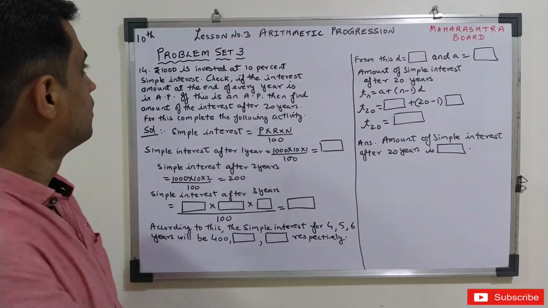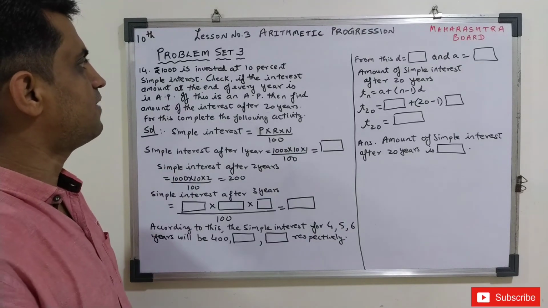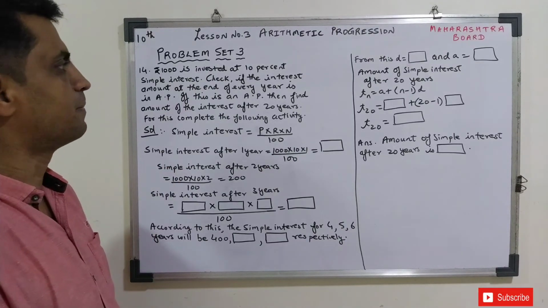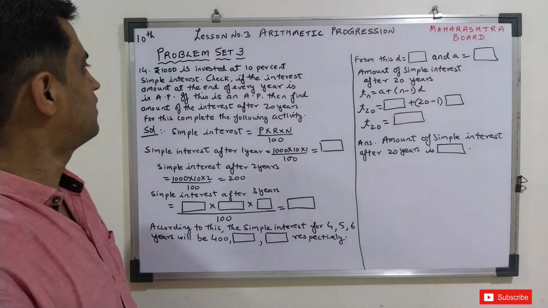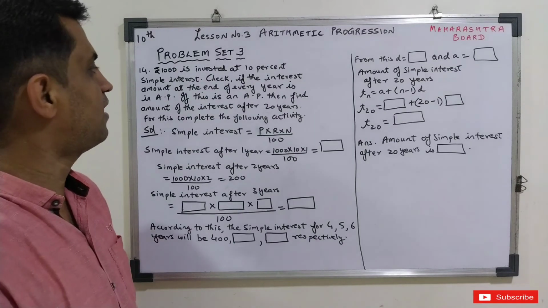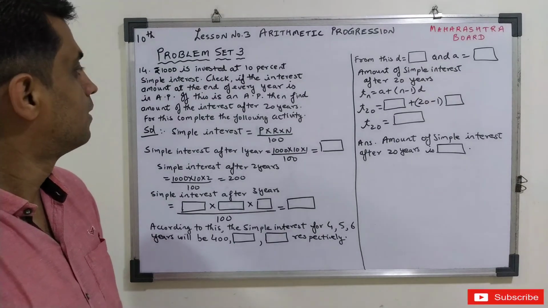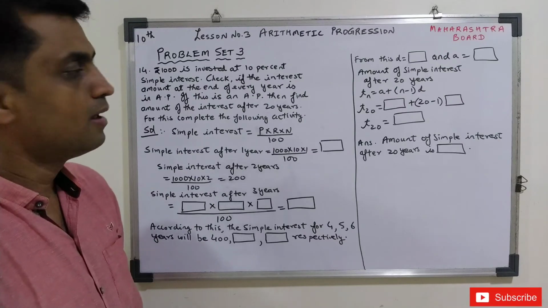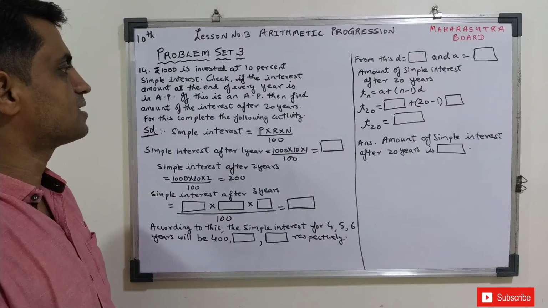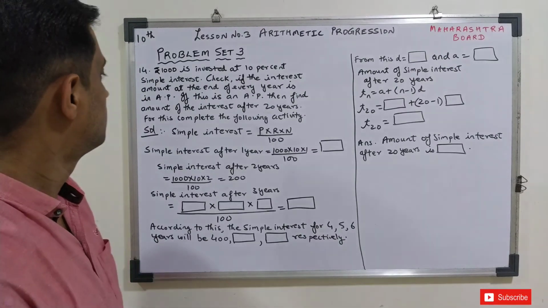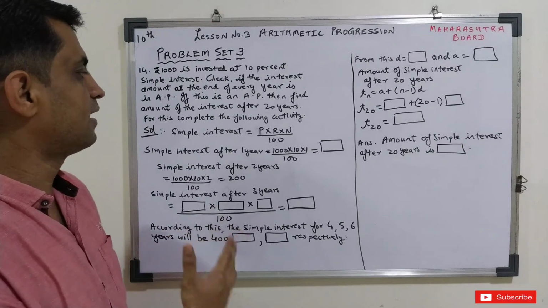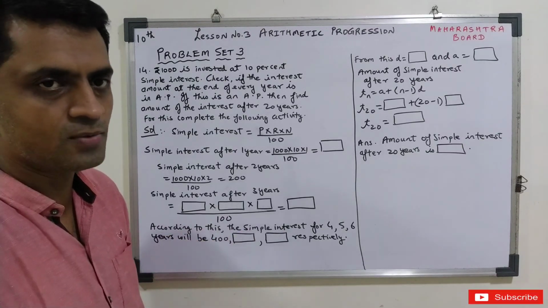14th sum. Rupees 1000 is invested at 10% simple interest. Check if the interest amount at the end of every year is in AP. If this is an AP, then find the amount of interest after 20 years. For this, complete the following activity. So this is an activity based question.